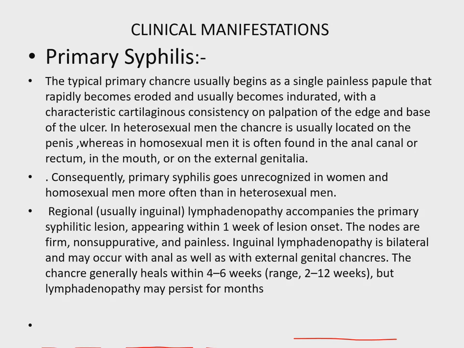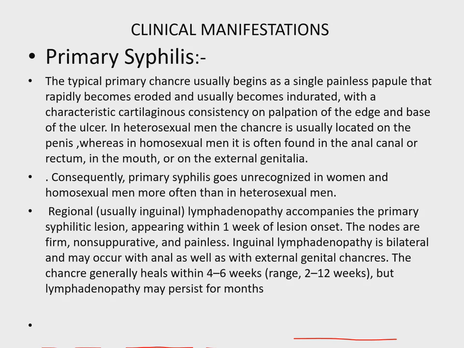In association with this painless ulcer called chancre, there is regional lymphadenopathy. When the patient has ulceration on his penis, the regional lymphadenopathy is inguinal. This regional lymphadenopathy appears around 1 week after the lesion onset.